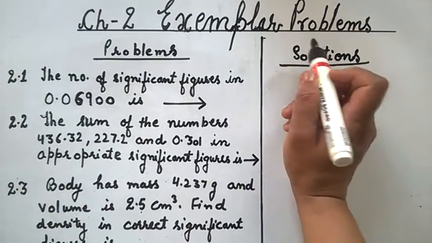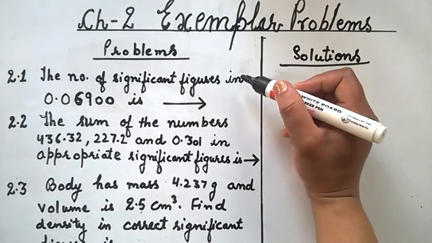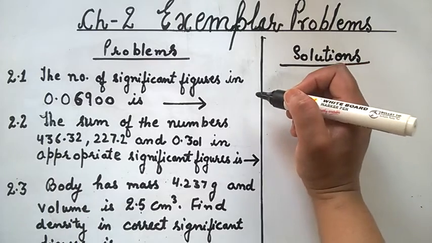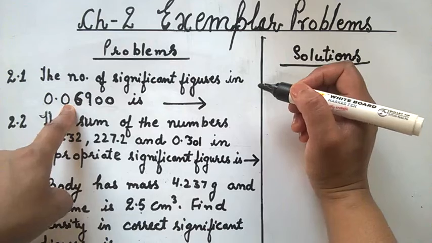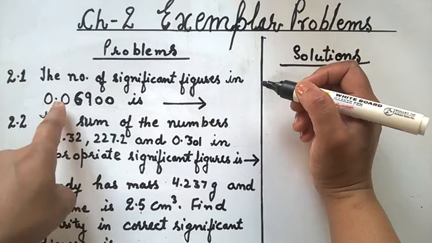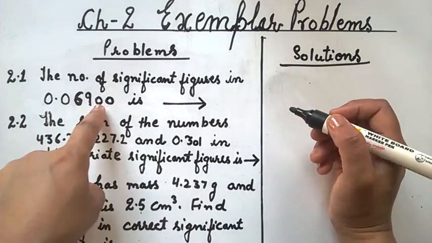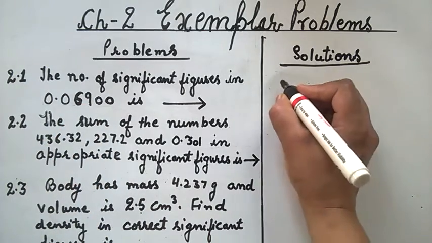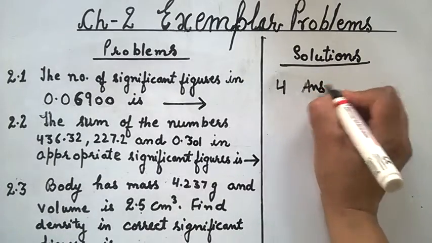Let's solve exemplar problems of chapter number 2, units and measurements. Question number 2.1. The number of significant figures in the given digit is... As we have studied the rules of significant figures, the 0 before the decimal point and after the decimal point is not countable when non-zero digits are not given before the zeros, and the zeros after decimals are countable if non-zero digits are given before them. So here the total number of significant figures is 4. 6900. This is the answer.